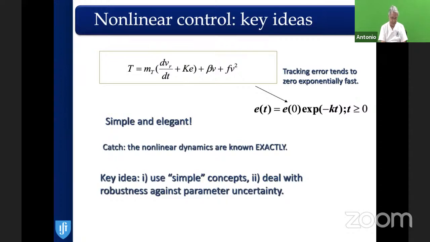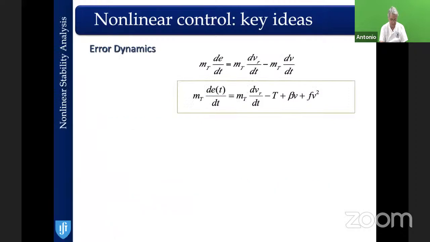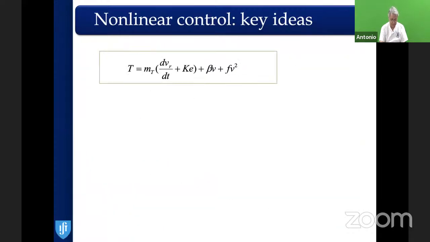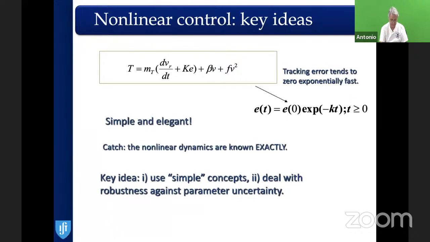So simple and elegant. So where's the caveat? There's a huge problem with this. Because when you implement this control law, you are swearing that you know exactly the beta and the F in your true system, right? Because you start with a model. And you are swearing you know exactly these two guys, such that by making t equal to this, you cancel those terms. And that's what can get you into trouble.